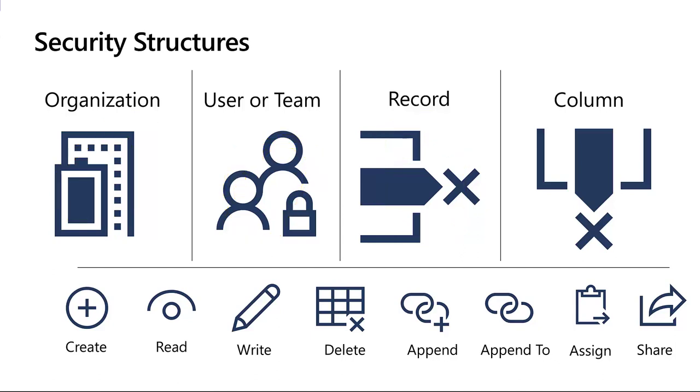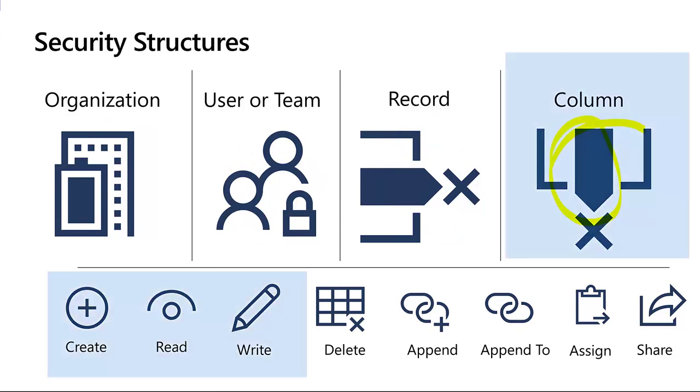And then finally, we'll talk about field security profiles, or access to individual columns. Those are controlled, so you can control who can create, read, and write those columns. And again, this applies across the system, right? So at the API level, in model-driven apps, Canvas apps, custom apps, and reports.